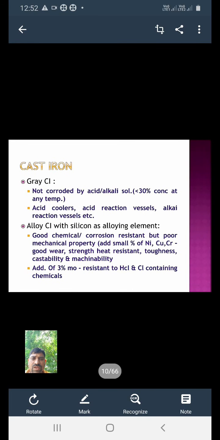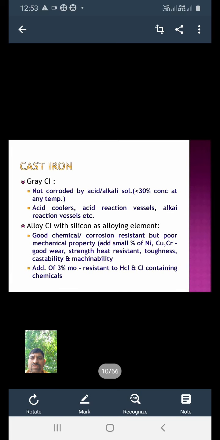Gray cast iron. When we use gray cast iron, it is not corroded by acid or alkali solution of less than 30% concentration at any temperature.